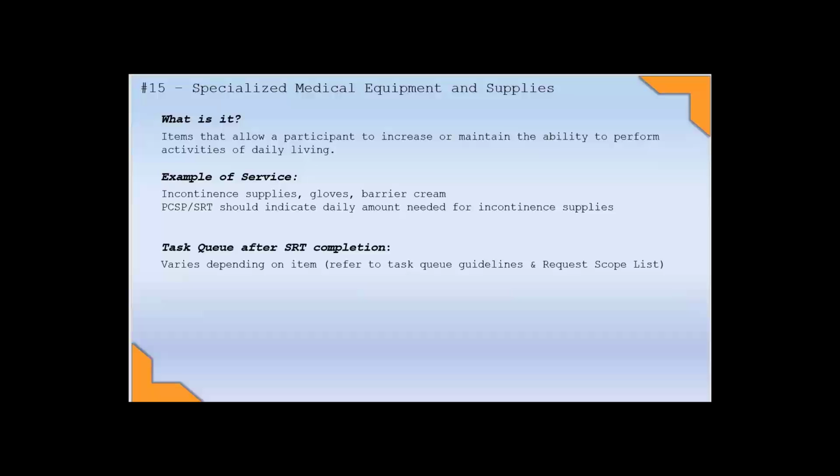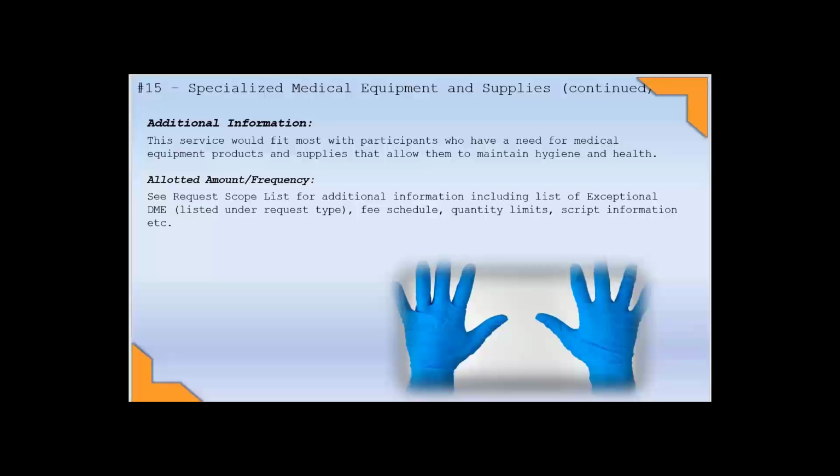Number 15, specialized medical equipment and supplies, items that allow a participant to increase or maintain the ability to perform activities of daily living. Examples: incontinence supplies, gloves, barrier cream. This should all be indicated on the PCSP, SRT, exactly the daily amount needed. So the task queue is going to vary depending on what the item is. I have a note here to refer to the task queue guidelines and request scope list. Just a little bit more information. This service would fit most of the participants who have a need for medical equipment products and supplies that allow them to maintain hygiene and health.